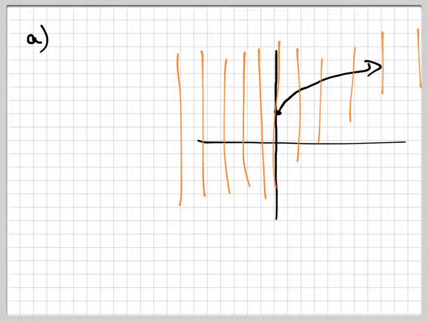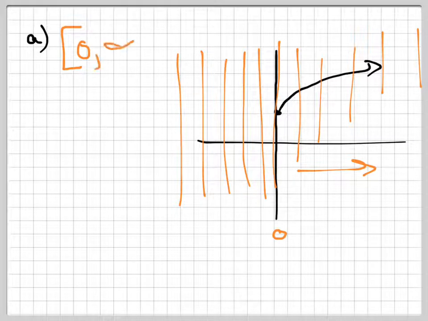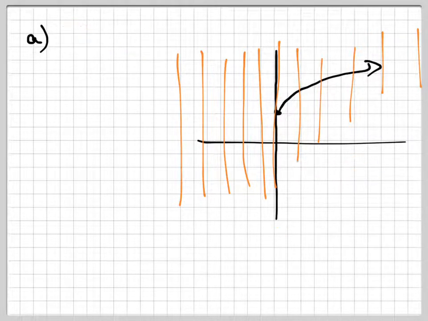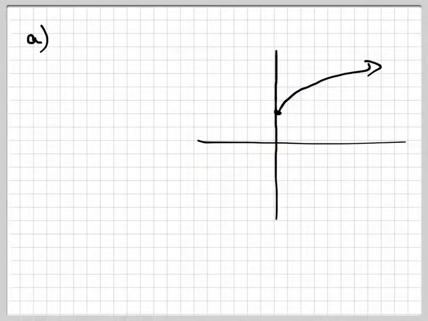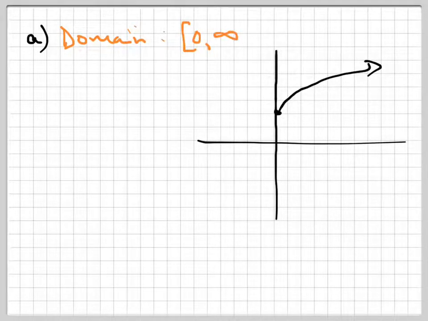So what's the domain? It's at 0, I hit it, and then all the way to the right, I hit it. So the domain is from 0, including 0. So I put a bracket, comma infinity. That's the domain. Let me undo all those scan marks there. So that's how I do the domain. The domain is from 0 to infinity.